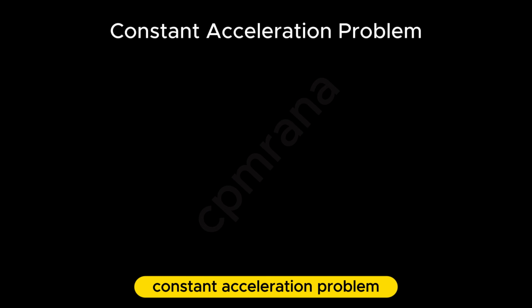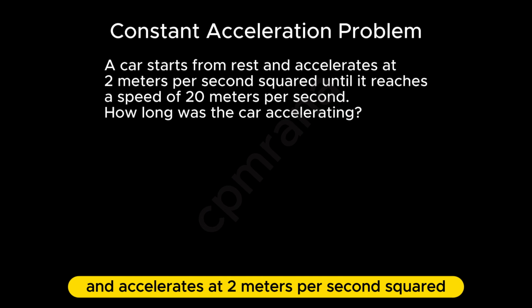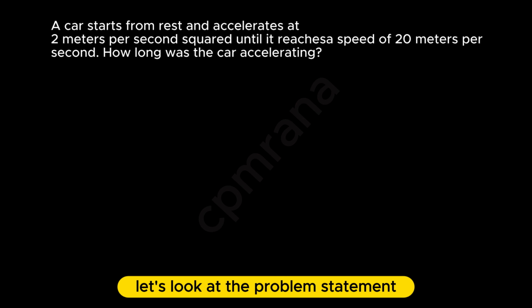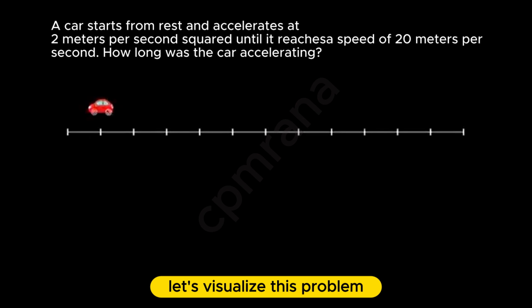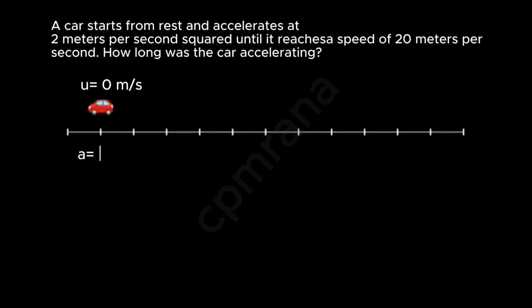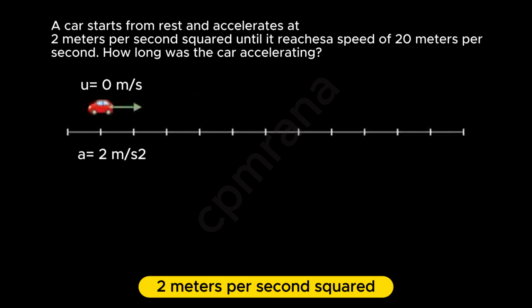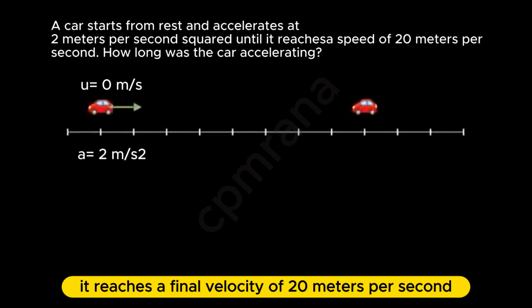Constant acceleration problem. A car starts from rest and accelerates at 2 meters per second squared until it reaches a speed of 20 meters per second. How long was the car accelerating? Let's look at the problem statement. Let's visualize this problem. We have a car starting from rest, and it's accelerating at a constant rate of 2 meters per second squared. After some time, it reaches a final velocity of 20 meters per second.